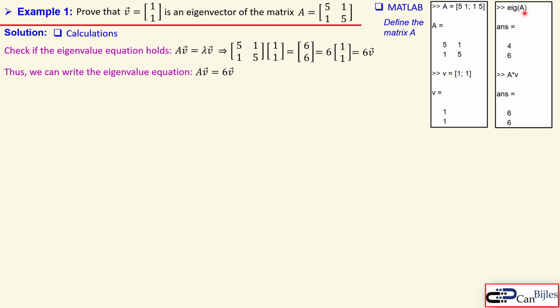This is the eig, meaning I calculate the eigenvalues of this A, which are indeed 4 and 6, so one of the eigenvalues was 6, so it's indeed as calculated. And if I do A times V, which is the left side of the equation, I end up with 6, 6, which is actually as we have calculated, so this is also correct.